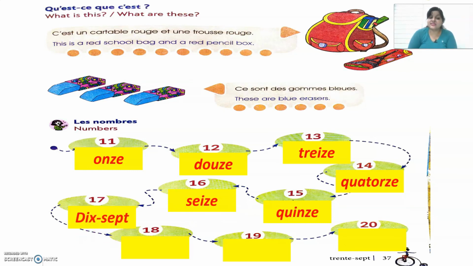17, dix-sept. Never ever pronounce the P in it and we say it as dix-sept. 18, dix-huit. Here the T sound is coming, dix-huit. 19, dix-neuf. And 20 is vingt. So quickly repeat. Onze, douze, treize, quatorze, quinze, seize, dix-sept, dix-huit, dix-neuf and vingt.